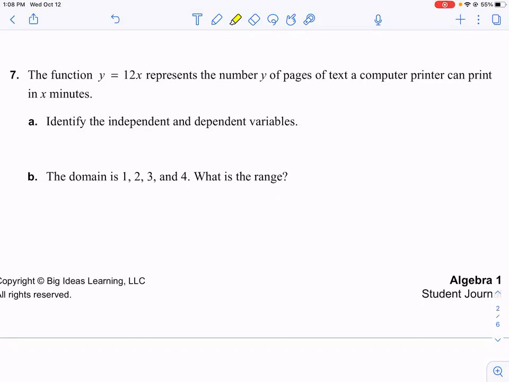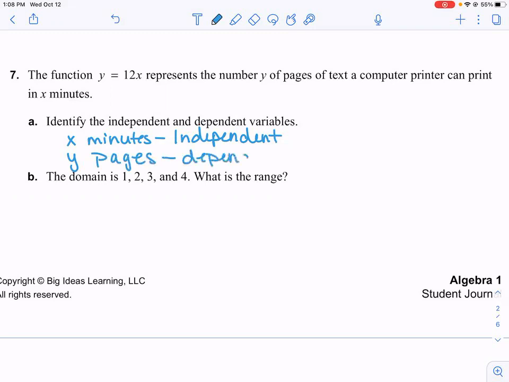So which variable relies on the other? y, the number of pages. x minutes is our independent. x, the number of minutes, is our independent variable, where y, the number of pages, is our dependent variable, because the number of minutes will affect how many pages get printed. x is affecting y, so y is the dependent variable.